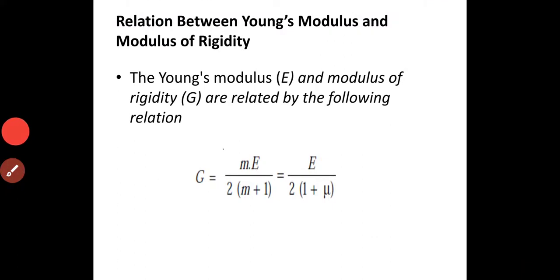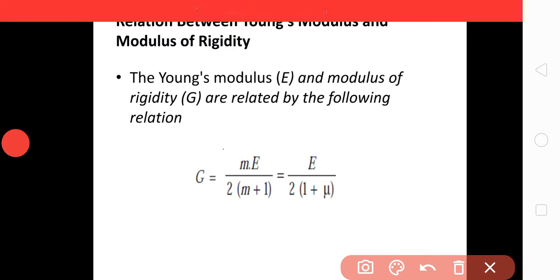Relation between Young's modulus and modulus of rigidity. Young's modulus E and modulus of rigidity G are related by the following relation: G equal to m E upon 2 (m plus 1), equal to E upon 2 (1 plus mu). During the online regular classes, I will be drawing this relation, the relation between E, G and K.